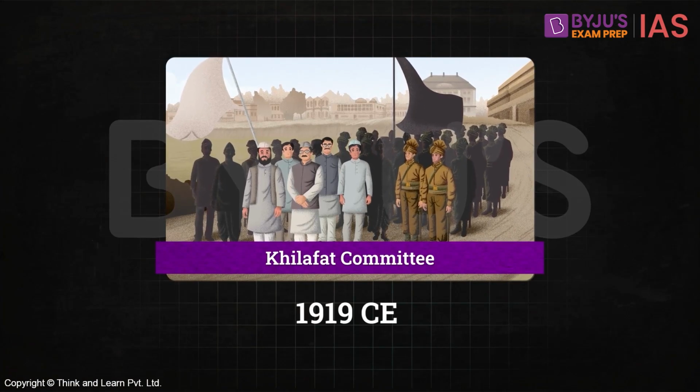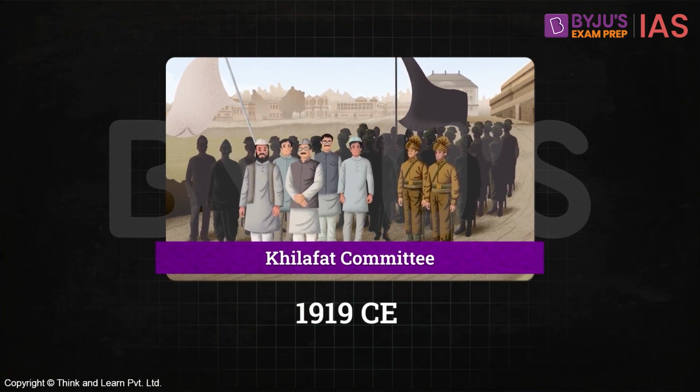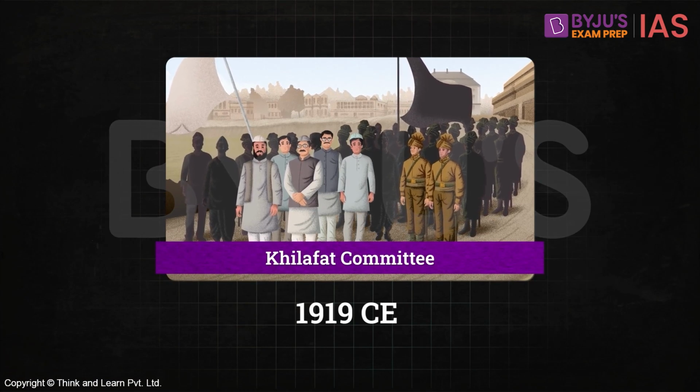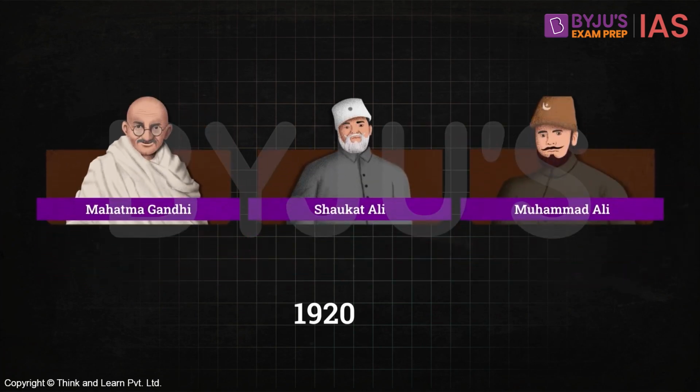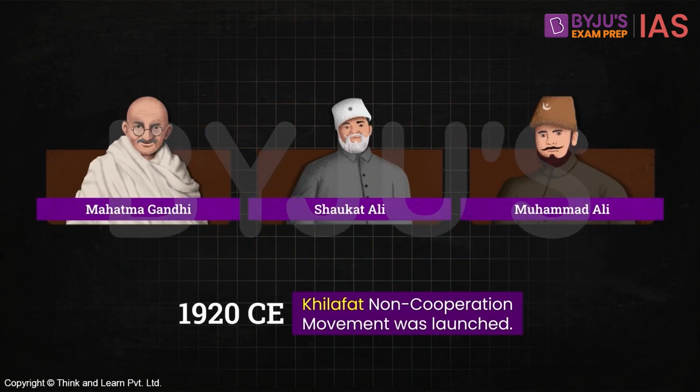Mahatma Gandhi looked for a widespread, non-violent movement that would involve both Hindus and Muslims as a united front. In 1919, a Khilafat committee was formed to force the British government to change its attitude towards Turkey. Mahatma Gandhi joined hands with the leaders of the Khilafat committee, Shaukat Ali and Muhammad Ali, to launch the Khilafat non-cooperation movement in 1920. The INC also endorsed the movement at its Nagpur session.